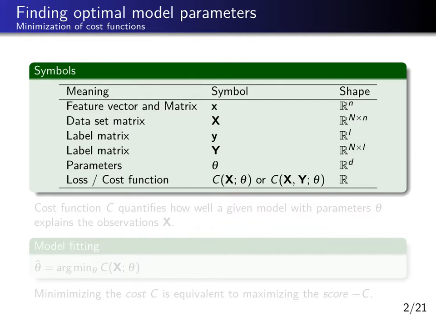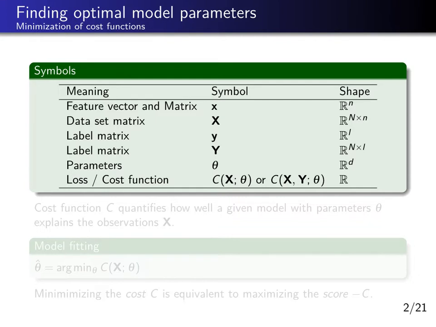Now, the dataset matrix is the set of such input vectors that we need, for example, to represent a batch or the entire training dataset. So we use the symbol capital X, and we have capital N rows in this matrix and little n columns for the different dimensions of the feature vectors.